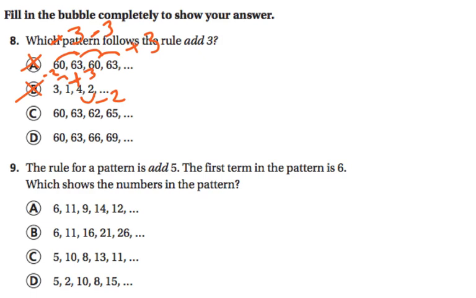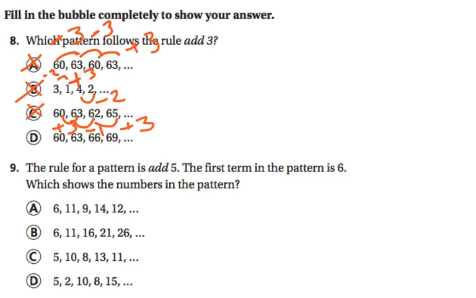Okay, looking at C. To get from 60 to 63, I added 3. 63 to 62, I subtracted 1. And then 62 to 65, I added 3. Even though I'm adding 3 two times, there's that one time when I subtracted 1. So because of that, the rule for this is not add 3.